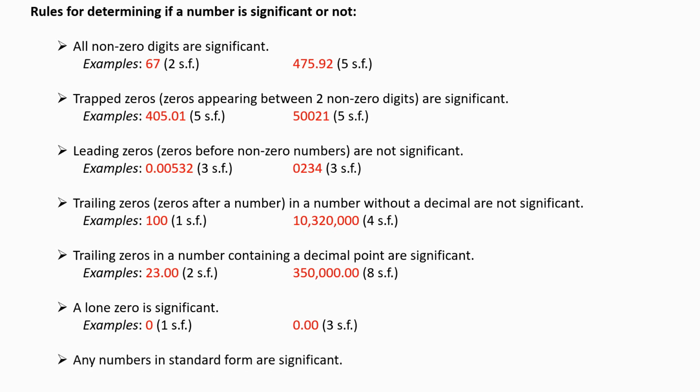And lastly, any numbers in standard form are significant, regardless of whether they are zeros or non-zeros. All of them are significant. For example, 3.21 times 10 raised to power 2, that is a number to three significant figures, and 3.6500 is a number to 5 significant figures, meaning the zeros in the number are considered significant regardless.